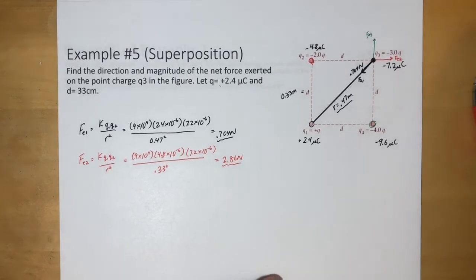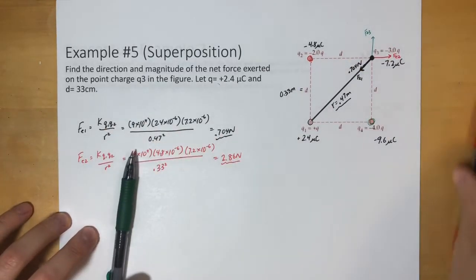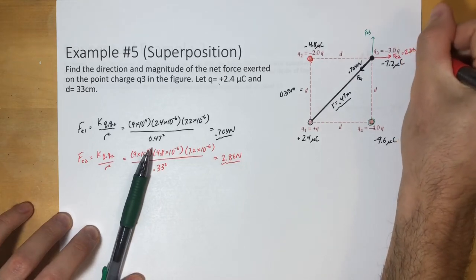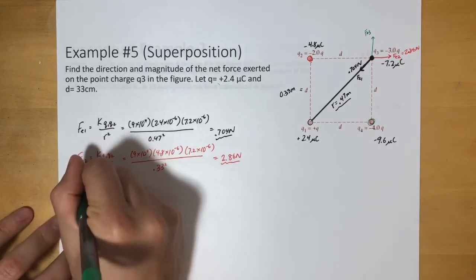So I'm going to do that one in green. So what we see is force of electricity 3. Oh, let me just put this down first. 2.86. So this is 2.86 newtons. All right, so let's look at force of electricity 3.